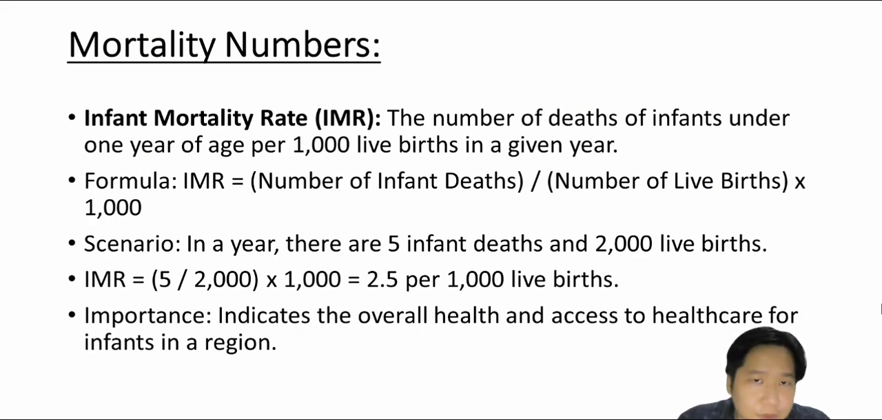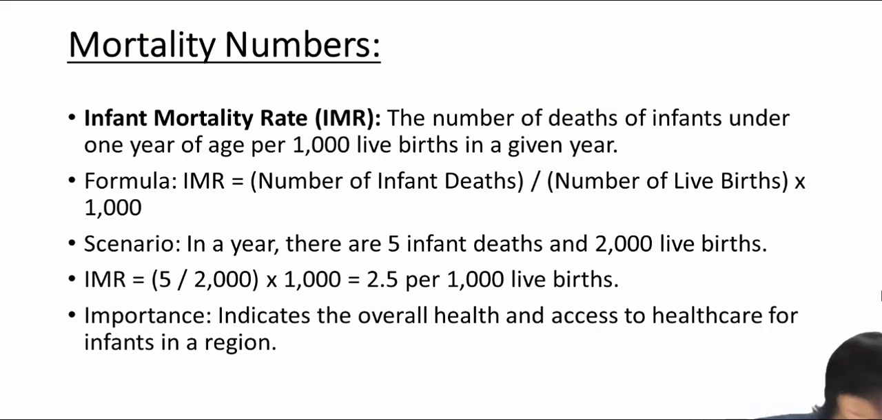Then about infant mortality rate. The number of deaths of infants under 1 year of age per 1,000 live births in a given year. The keywords are under 1 year of age and 1,000 live births. So the constant number is 1,000. Here is the formula. For an example, in a year there are 5 infant deaths and 2,000 live births. So we can calculate, and we find the infant mortality rate is 2.5 per 1,000 live births, right?